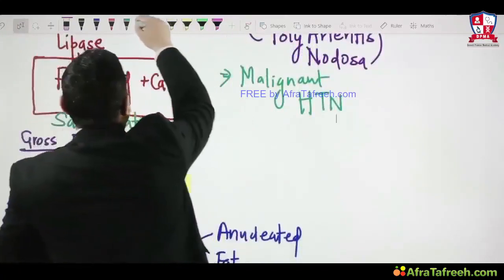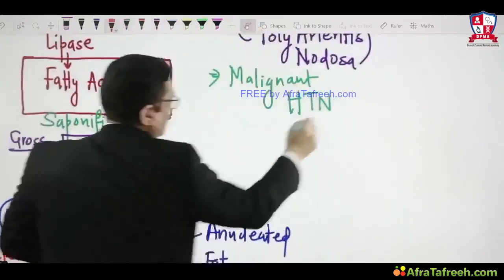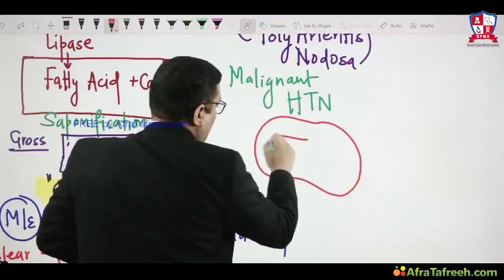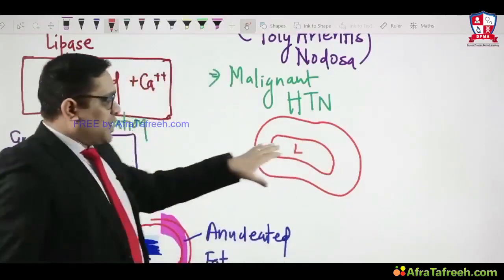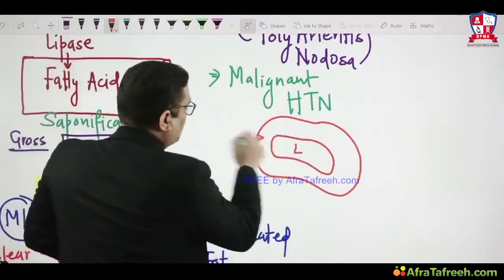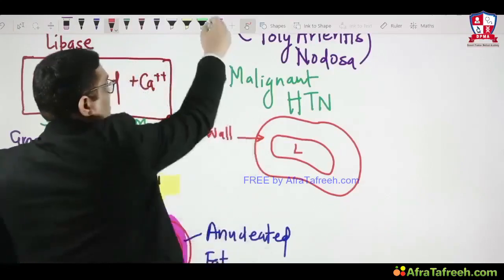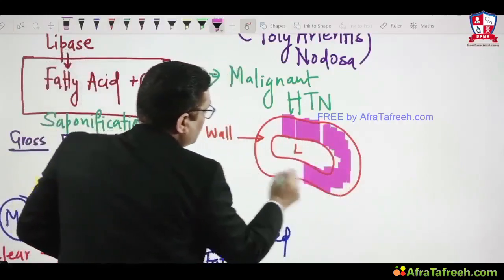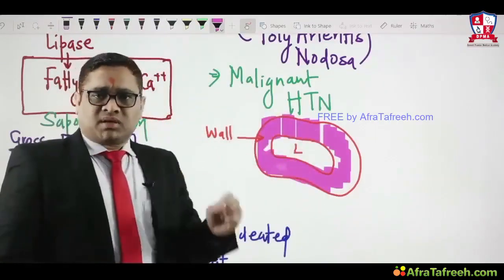I wanted to demonstrate. Suppose I am showing you a blood vessel, and this is the lumen of the blood vessel, right? And there is a vessel wall. On the wall of the blood vessel, you will be seeing pink deposits. These are the pink deposits. This pink deposit is fibrin plus immune complexes.